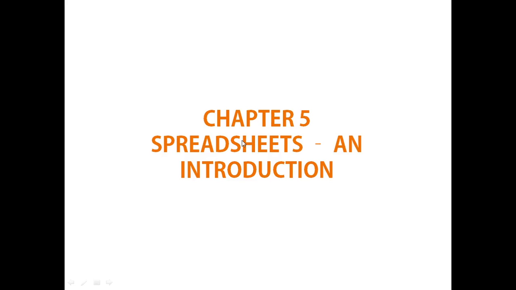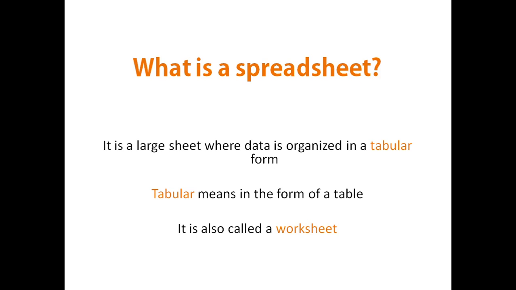So today we start with chapter 5, that is spreadsheets and introduction. Now, what do you mean by a spreadsheet? Now, a spreadsheet is a large sheet where data is organized in a tabular form. Okay, tabular meaning in the form of a table, that is in the form of rows and columns. A table has rows and columns, and data is entered in that tabular form.